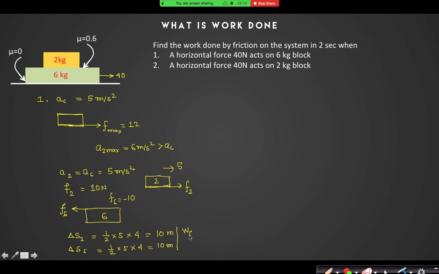So what is the work done by friction on the 2 kg block? 10 into 10, both are positive. So plus 100. And what is the work done by friction on the 6 kg block? On the 6 kg block, what will be the work done? Minus 10 into, opposite to the positive direction, so it will be negative. Minus 100. So net work done by friction on the system is equal to 0.